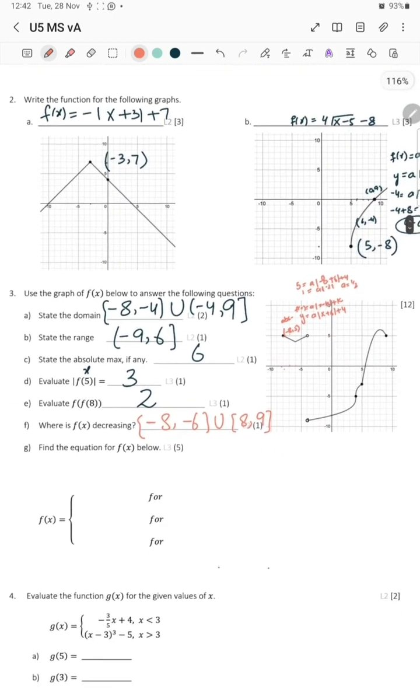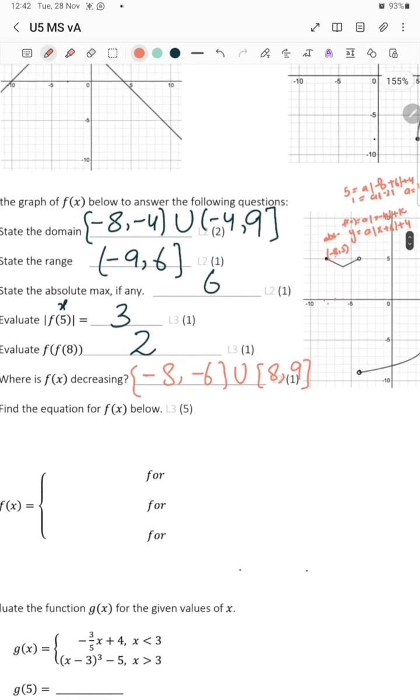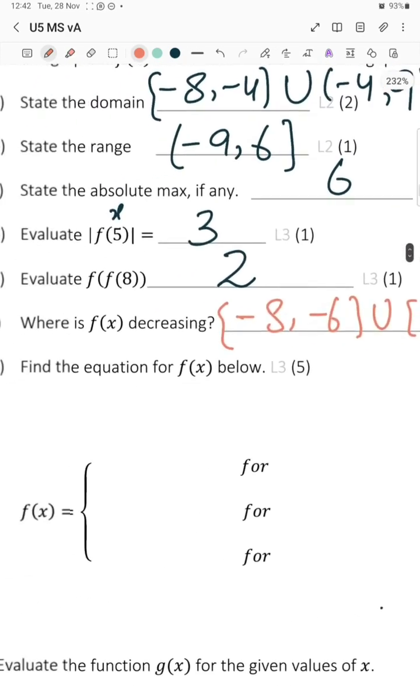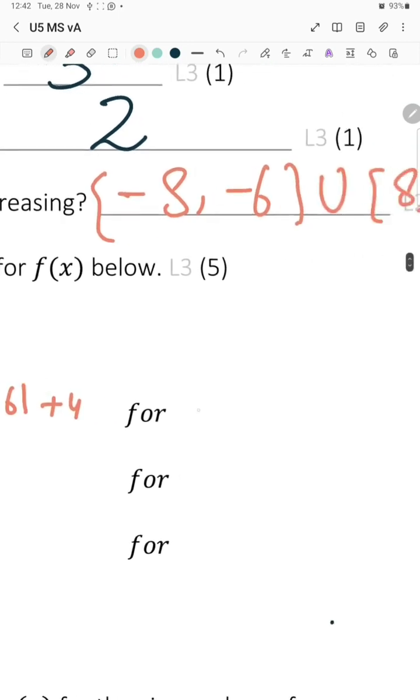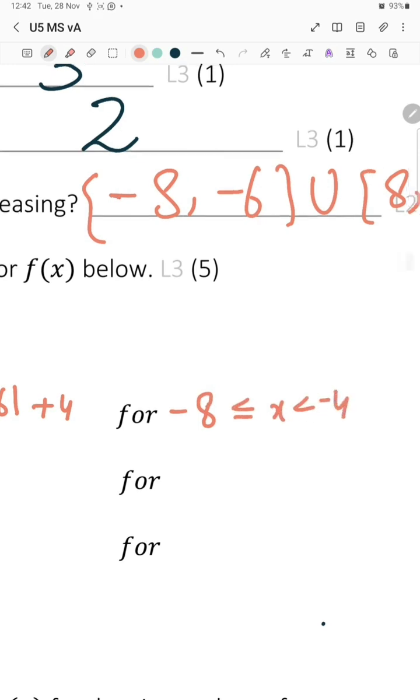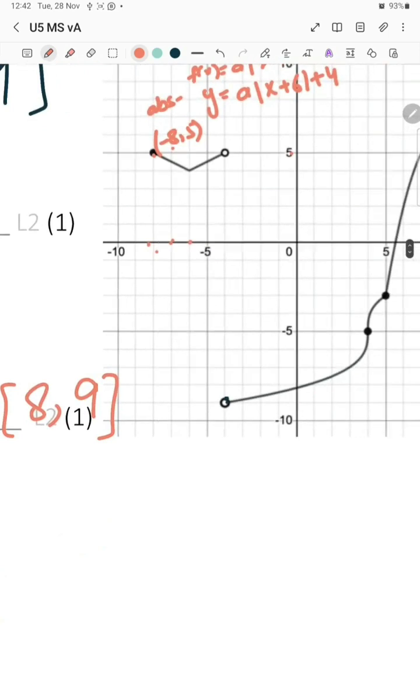So the modulus function for the first one would be 1 by 2 mod of x plus 6 plus 4 for -8 less than or equal to x less than or equal to -4.